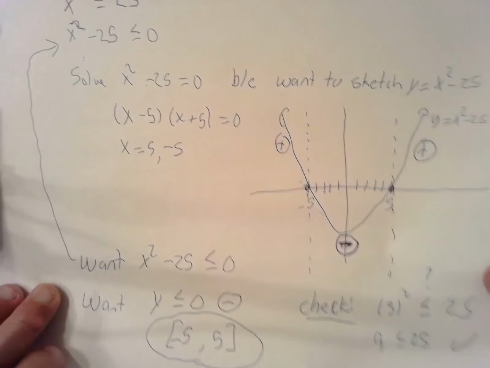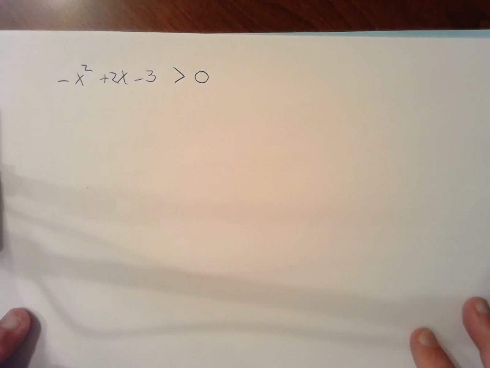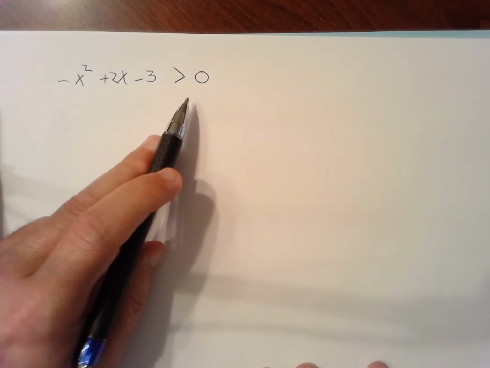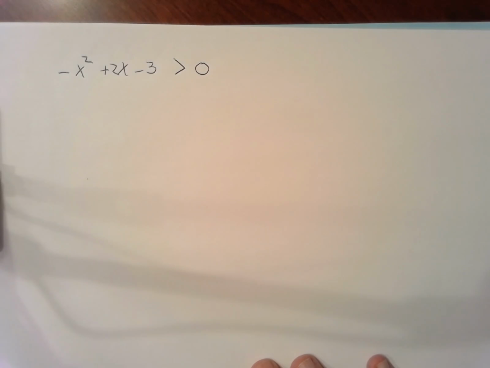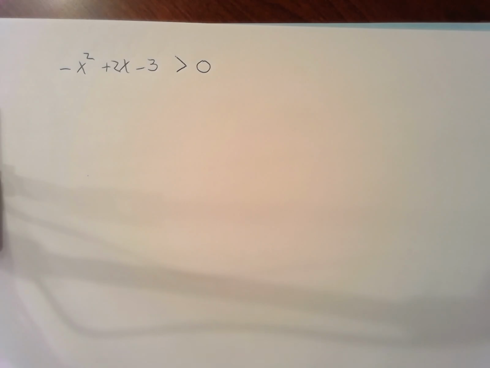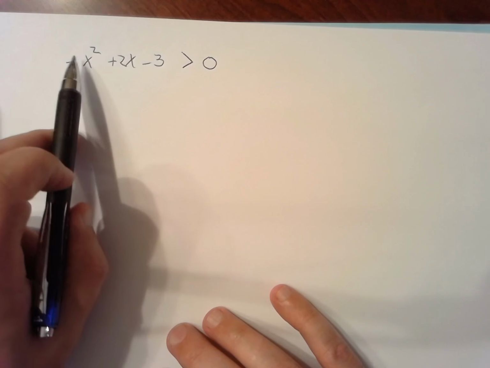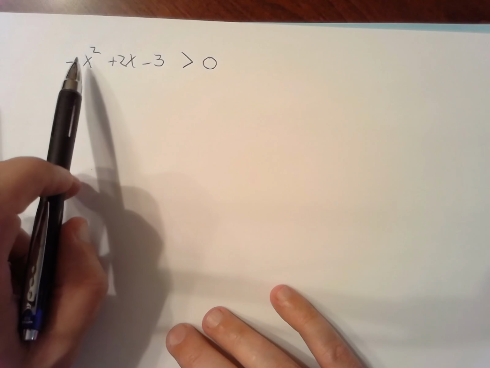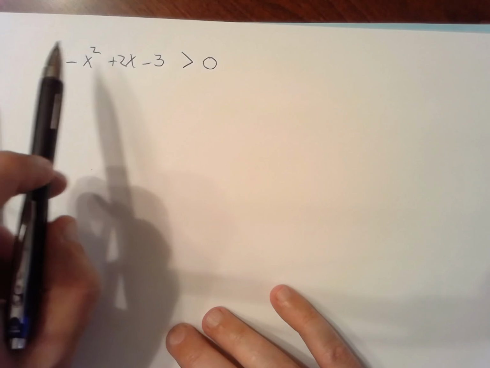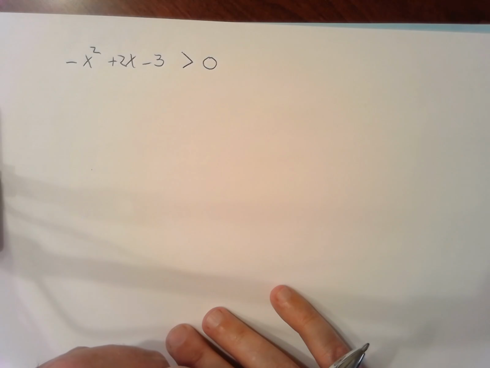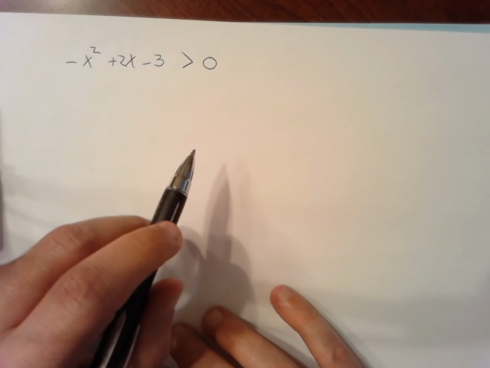Okay, one more example. All right, we got this guy here. Negative x squared plus 2x minus 3 is greater than 0. Now what I would do if I had this problem, I don't like having a negative in front of my x squared, so I would either move everything to the other side or multiply through by a negative. I would get a positive x squared. But let's say you didn't notice that.